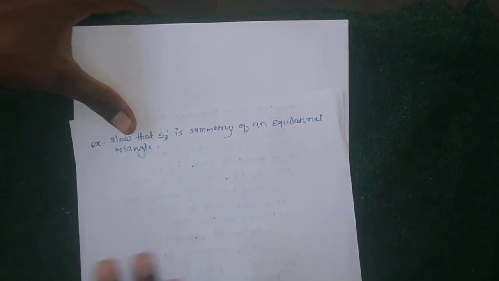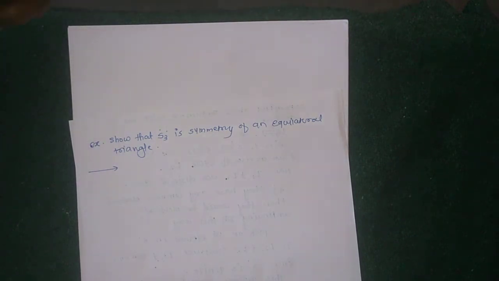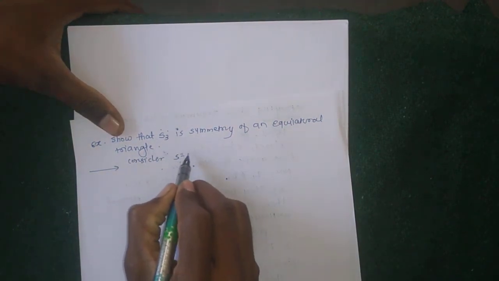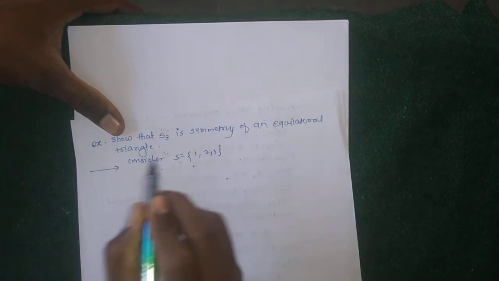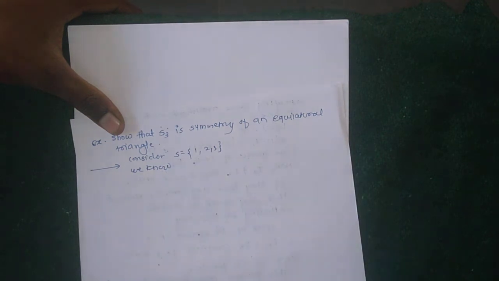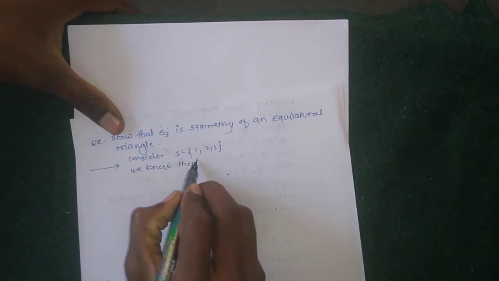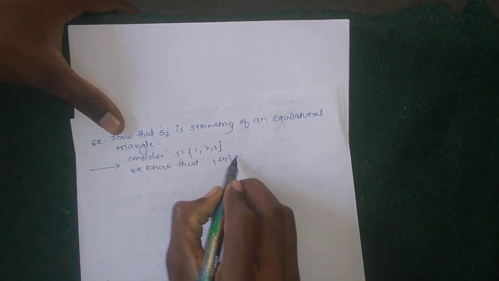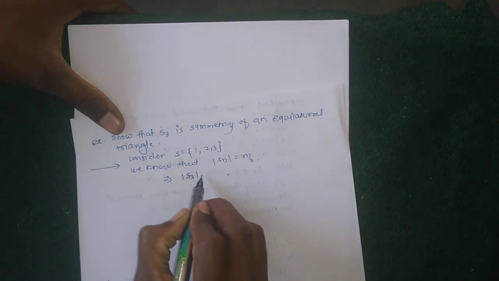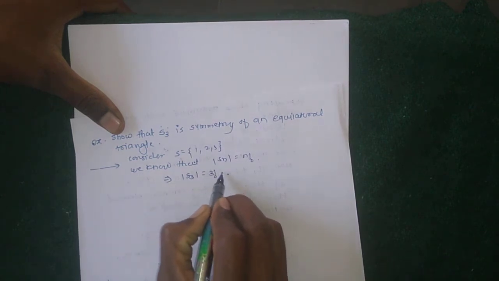Okay, how to show this example? To show this, S3 is a group which contains 3 symbols, and we need to show that this is the symmetry of an equilateral triangle. So consider S containing 3 symbols 1 2 3. We know that the order of Sn is n factorial, which implies that the order of S3 is 3 factorial, which means 6.